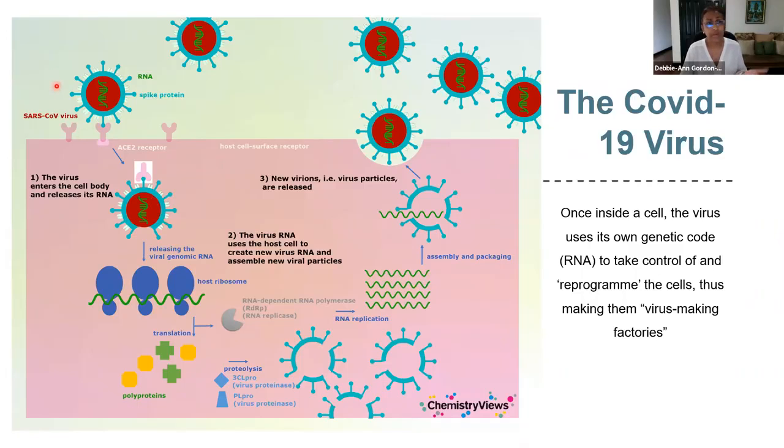So the COVID virus would attach to a cell through an ACE2 receptor, inject itself, or its RNA, into the cell, and replicate within the cell to produce additional viruses. What happens is that these cells end up dying, and then the viruses are released and can go on to infect more cells.